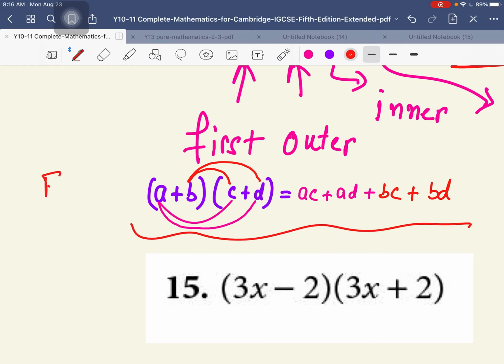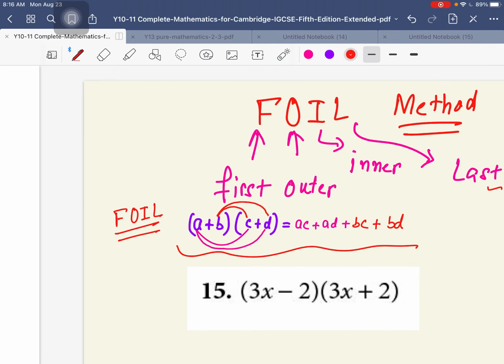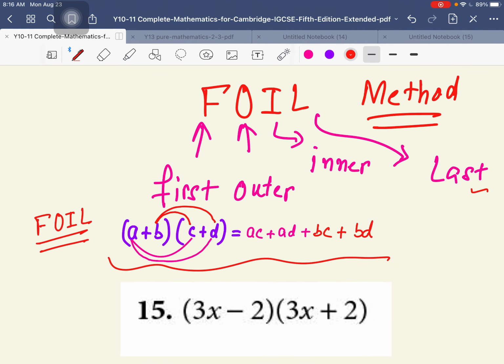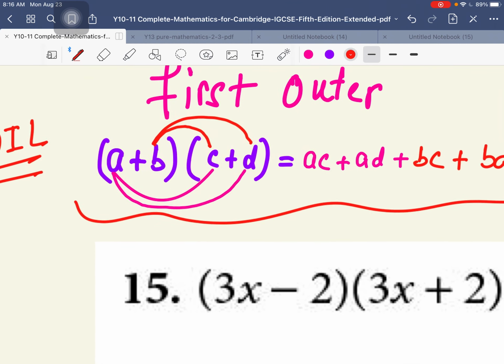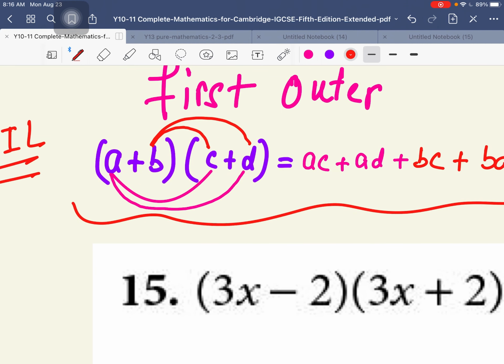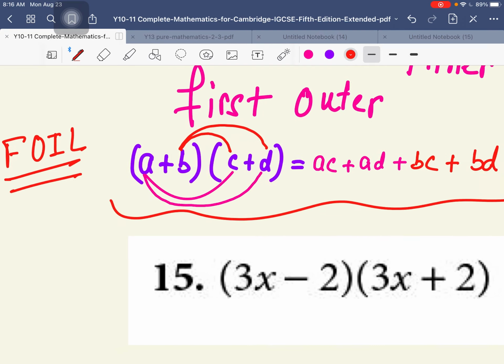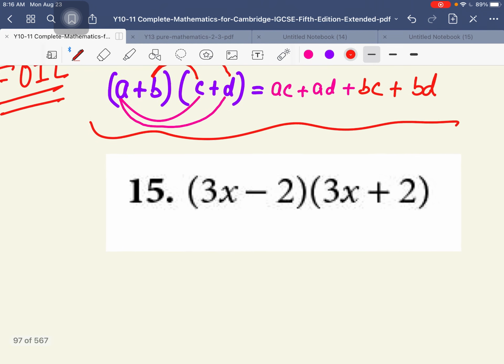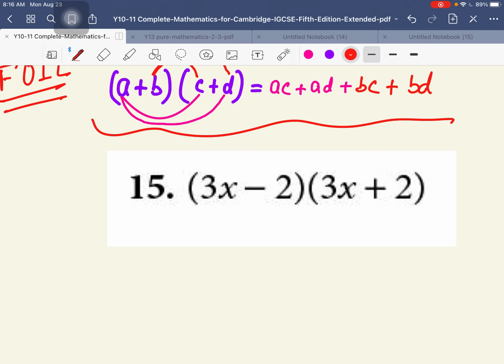Whenever you see two brackets in multiplication, don't forget to apply this method called the FOIL method. Even if you don't remember first, outer, inner, last terms, you can see this symbolically: A times C, A times D, B times C, B times D. So multiply. That means we will get four terms all the time. Here is one example to explain how it works.